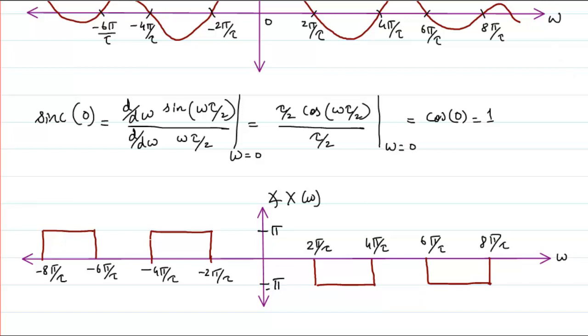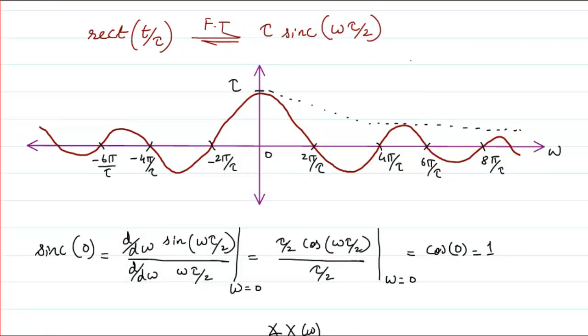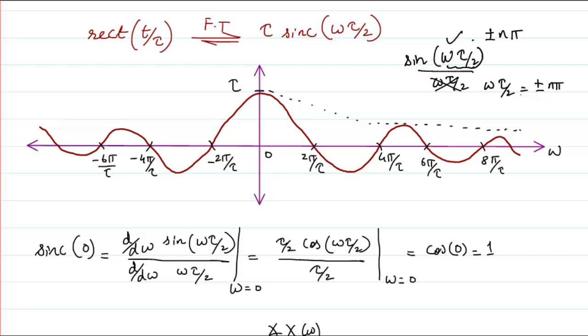Now you might also be asking, how did we get these zeros here? See, sine of omega tau by 2 divided by omega tau by 2. Forget about the denominator. This sine function is what brings the zeros, and we know that sine functions give zeros whenever the argument is some multiple of pi. So whenever omega tau by 2 is some plus minus n pi, the sinc function will give me zeros. That means at these values.